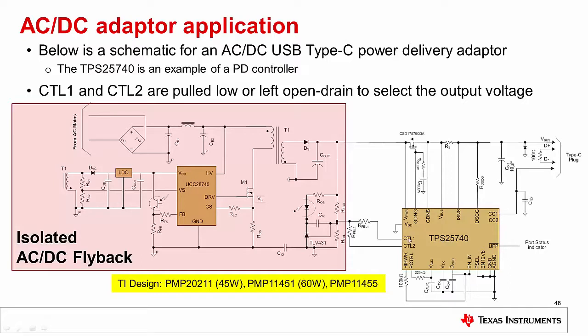By default, when CTL1 and CTL2 are open drain, these two resistors are not a part of the resistor divider. When that happens, you have 5 volts from the output. During negotiations, if it needs to increase the voltage, then the PD controller will pull down on the CTL1 or CTL2 pin, and that will change the resistor divider such that the output voltage is increased as requested by the sink.